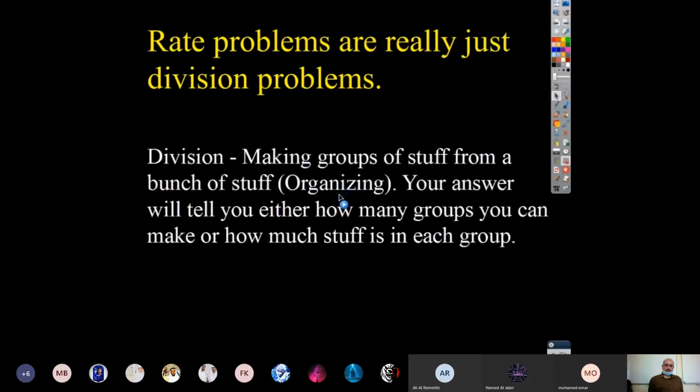And this division, this is the definition that we discussed earlier this quarter. We were talking about division is really when you just make groups of stuff from a bunch of stuff, right? You start with a bunch of stuff and you make groups of it. And your answer is going to tell you either how many groups you can make or how much stuff is in each group.